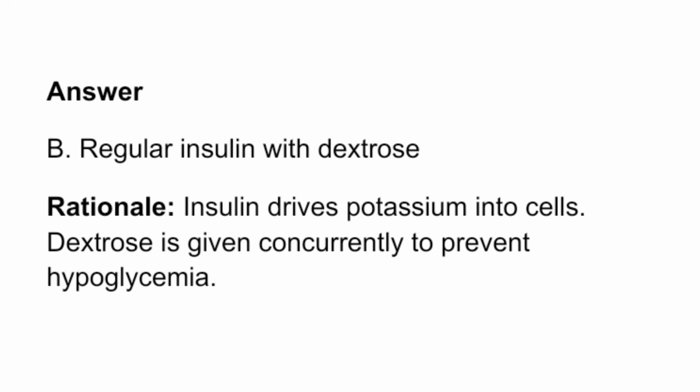Answer. B. Regular insulin with dextrose. Rationale. Insulin drives potassium into cells. Dextrose is given concurrently to prevent hypoglycemia.